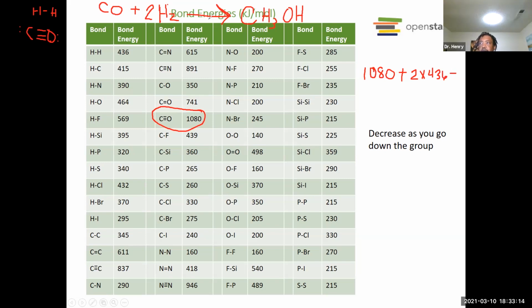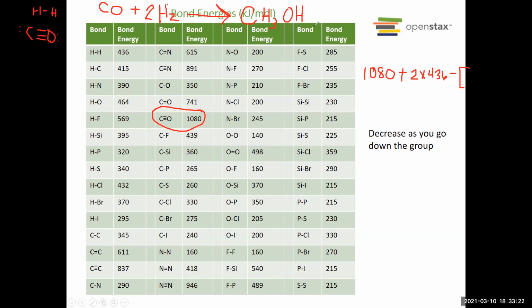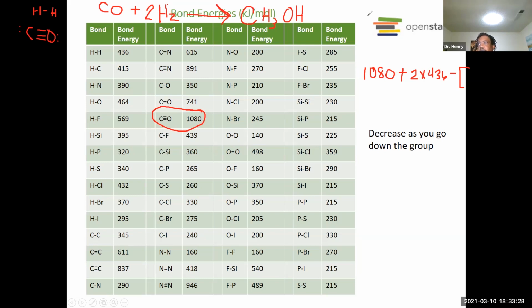And then we're going to subtract what's on the product side. So you're always going to subtract what's on the product side? That's correct. So here we draw the structure: we have a carbon, hydrogen, hydrogen, and a hydrogen. And then we have OH.